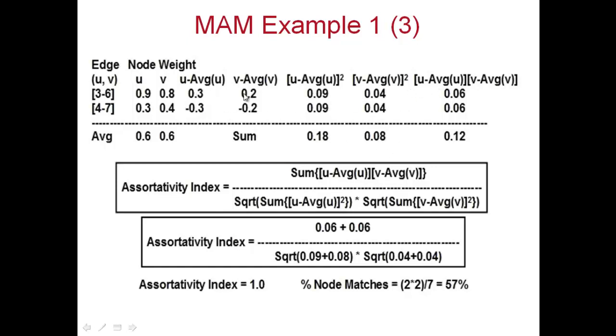So 0.3 times 0.2 is 0.06. Negative 0.3 times negative 0.2 is 0.06. Then the sum of the product of the differences is in the numerator, and the square root of the sum of the squares is, and the product of these two is in the denominator. And if you go through the math, you will get 1 as your assortative index. And I said for assortative index, it can be anywhere from negative 1 to 1.